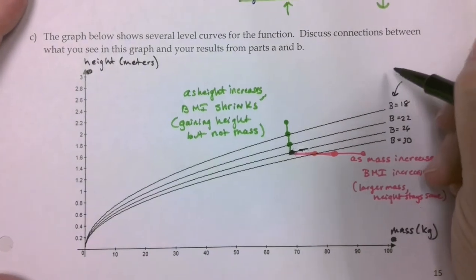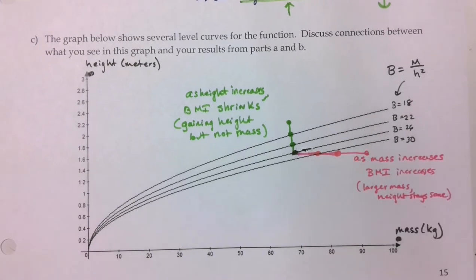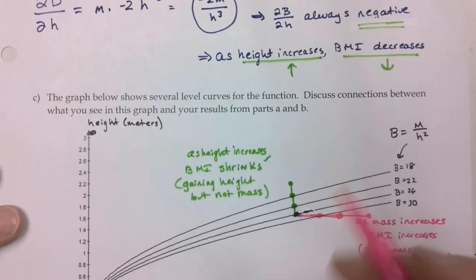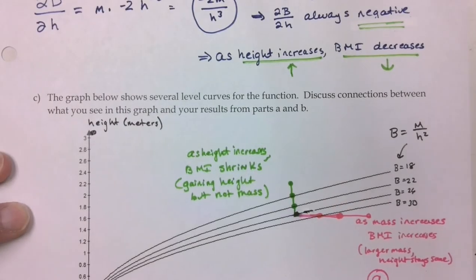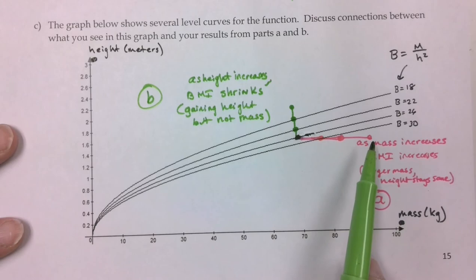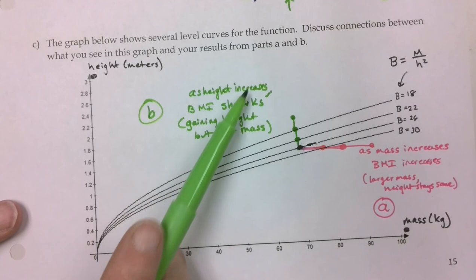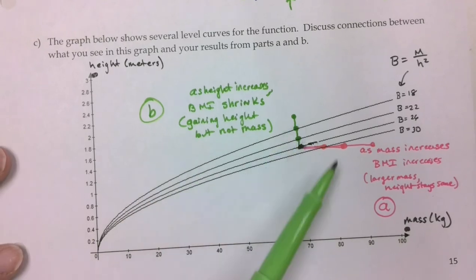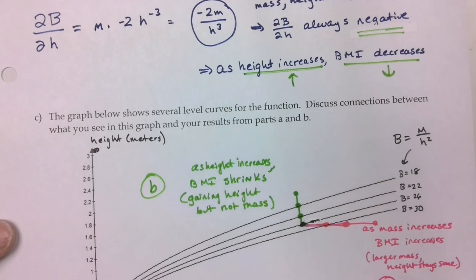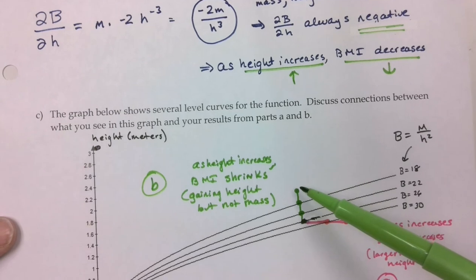Oh, and then how did I get these? Well, I just got these from, again, the curve. So this was mass over height squared. If you just pick different values, you'll see. You can always graph it in Maple or something like that and see that this is what it looks like. So part A was proving this. Part B was proving this. If I gain mass but no height, I will increase my BMI. That's what the first one said. If your mass increases, your BMI increases. If I gain height but don't gain mass, then my BMI shrinks. I'm going to a smaller BMI curve, which is what this says, because I'm moving from 26 BMI to 22 BMI to 18 to 14, et cetera, et cetera.